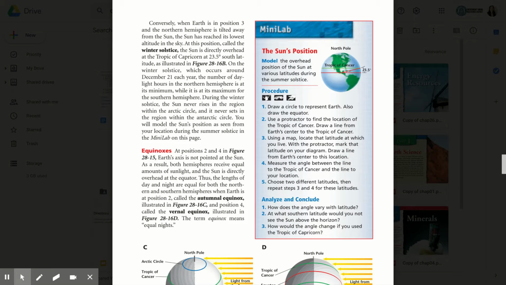On the winter solstice, which occurs around December 21st each year, the number of daylight hours in the northern hemisphere is at its minimum, while it is at its maximum for the southern hemisphere. During the winter solstice, the sun never rises in the region within the Arctic Circle, and it never sets in the region within the Antarctic Circle. You will model the sun's position as seen from your location during the summer solstice in the mini lab on this page.